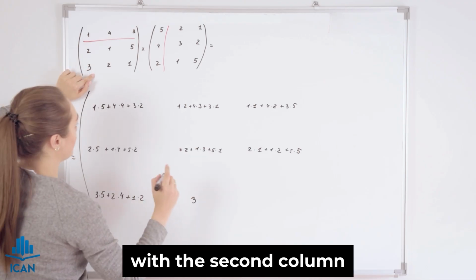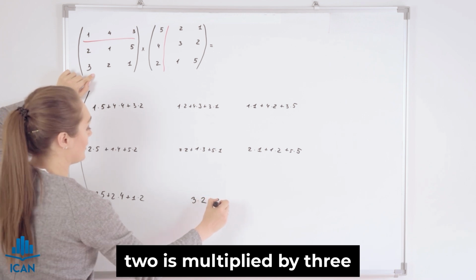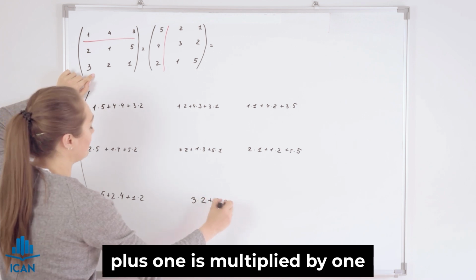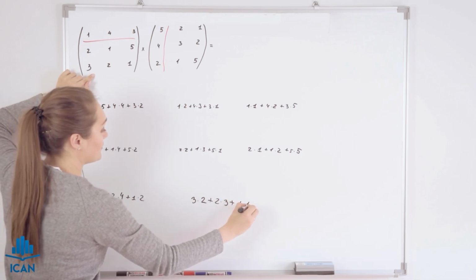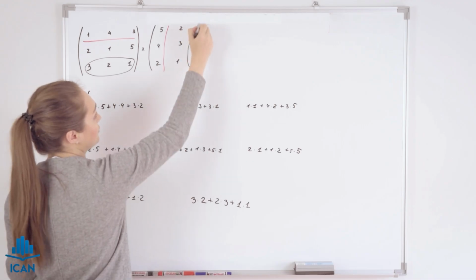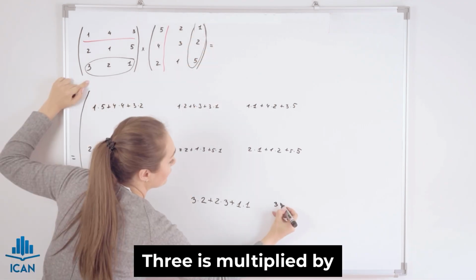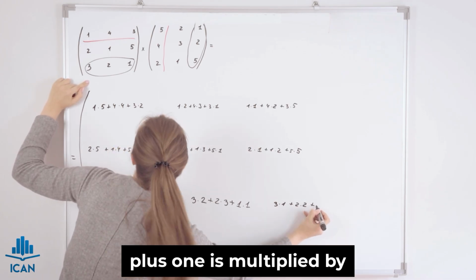3 now with the second column. 3 is multiplied by 2, plus 2 is multiplied by 3, plus 1 is multiplied by 1. And finally, this line with this column: 3 is multiplied by 1, plus 2 is multiplied by 2, plus 1 is multiplied by 5.